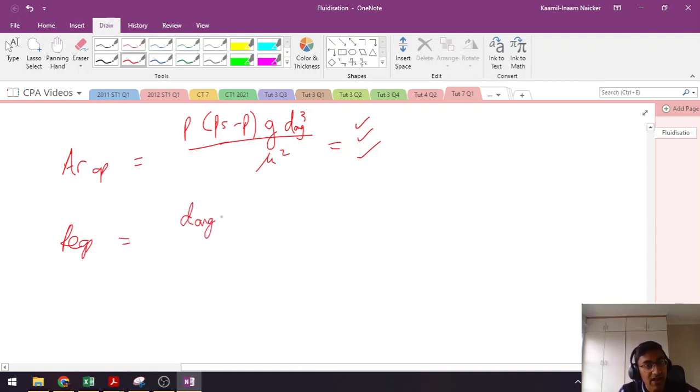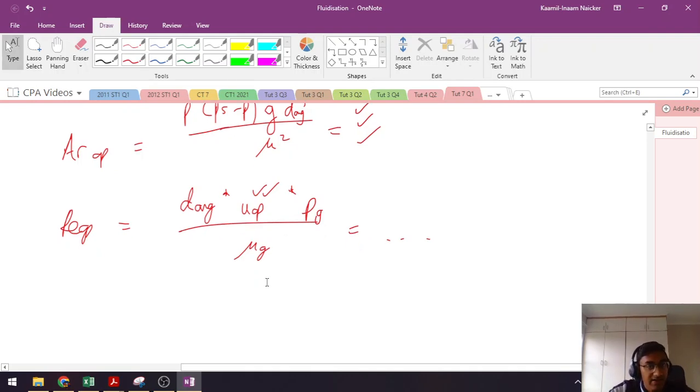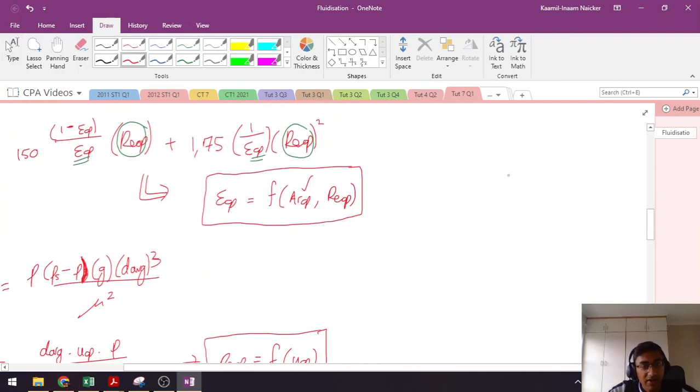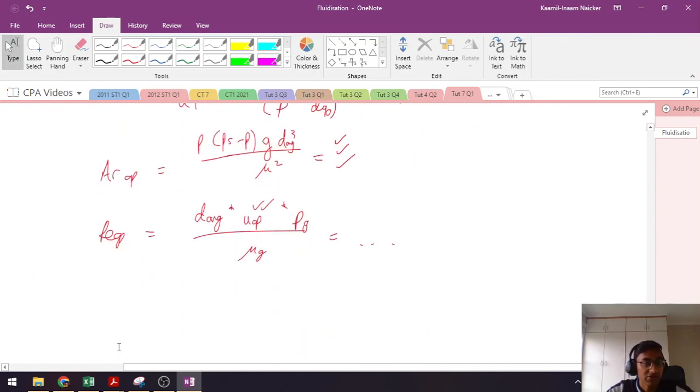So that's D average times U operating, which we finally have after all that hard work, times density of the gas divided by viscosity of the gas. So we can also calculate the Reynolds number. So we've got the Archimedes, we've got the Reynolds done. If we've got that done, you can go back to our equations right at the beginning. I said, if I know the Archimedes and the Reynolds number, then I can work out the epsilon at the operating conditions.